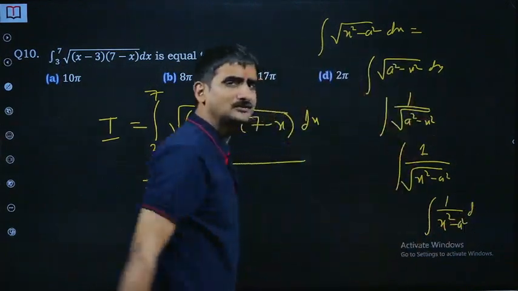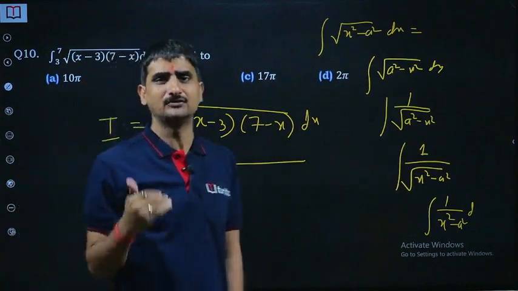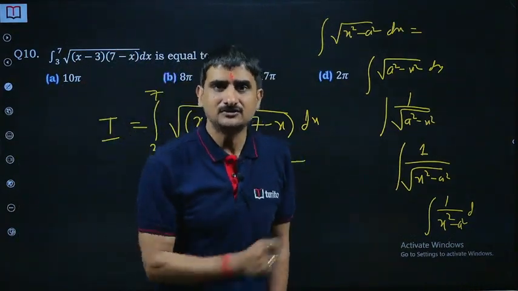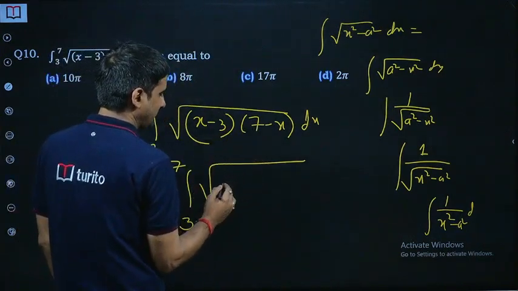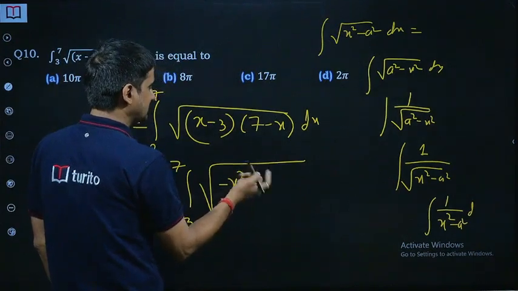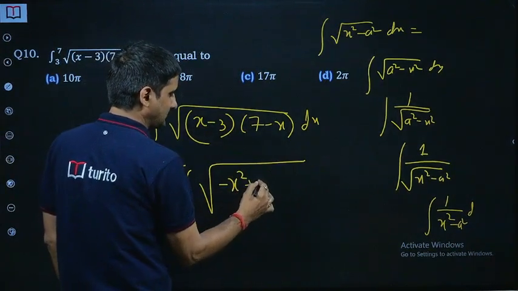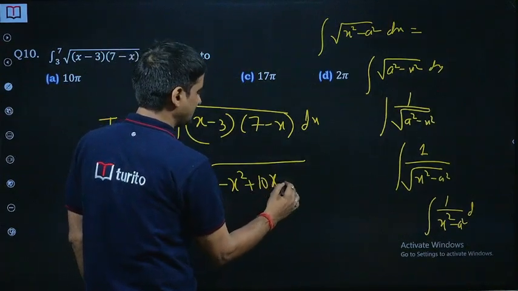So these are 5-6 standard results which you can't afford to miss, bachcho. You need to remember them by heart. So what is it? It's minus 21. So just simplify it: minus x square, 3x minus 7x is 10x, and then it is minus 21.